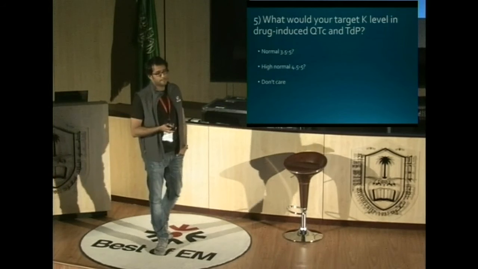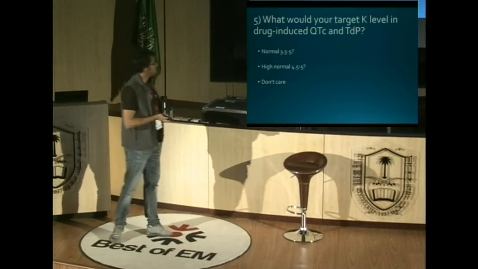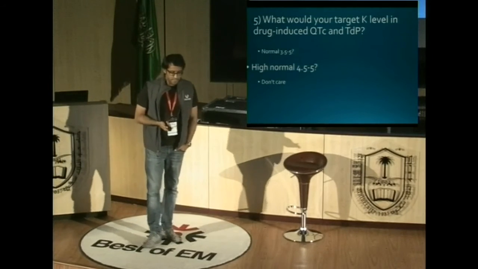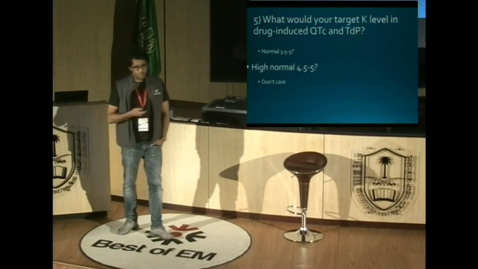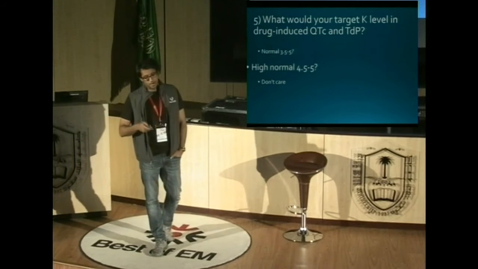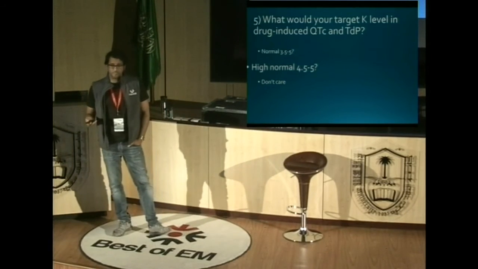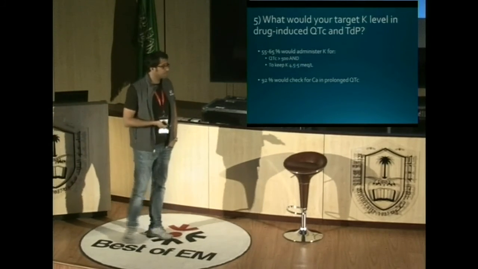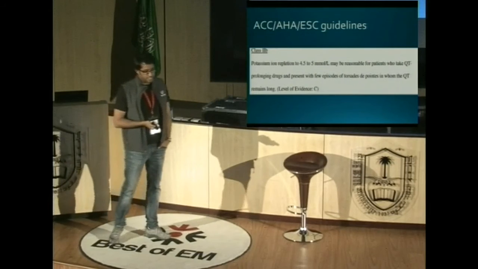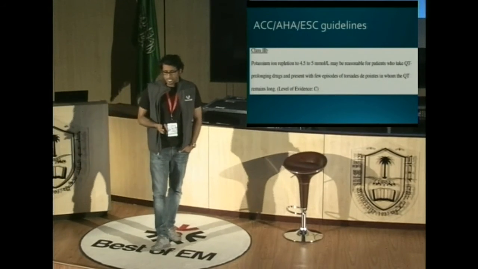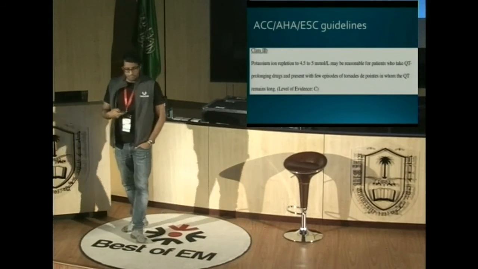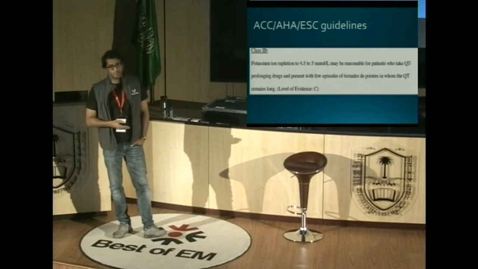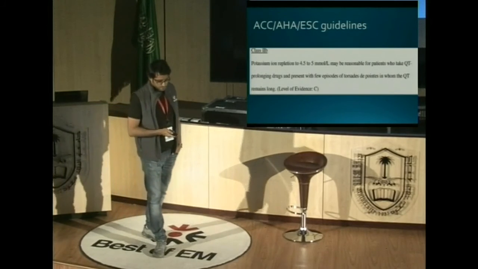Okay, so most likely the correct answer is that you should aim for a higher than normal, a high normal potassium level. Potassium has been shown to shorten the QT interval, and this has also been recommended by the ACC and AHA guidelines: if you have a run of torsade and you still have QT prolongation, you should aim for a high normal potassium, between 4.5 and 5 milliequivalents per liter.